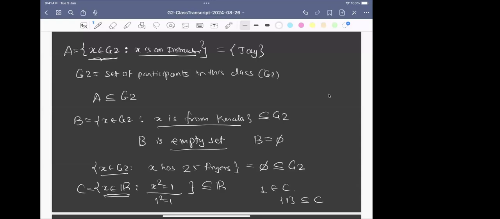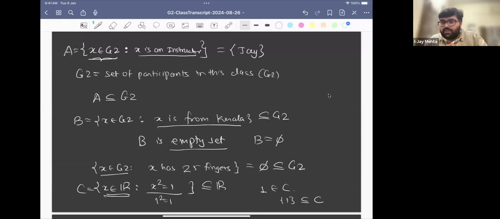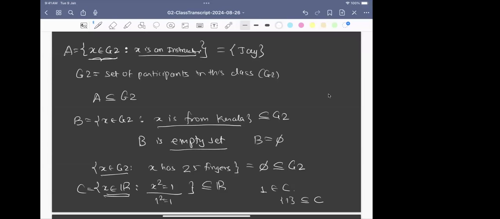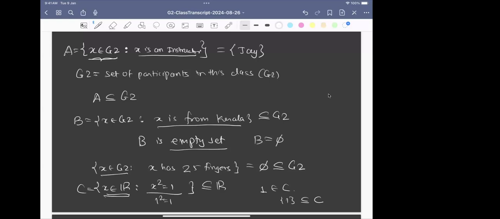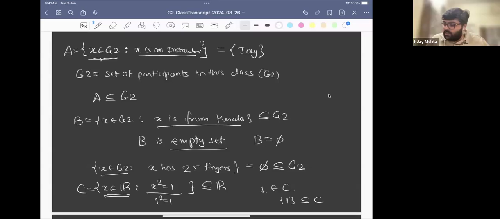It's a singleton set, 1. Okay, are we missing any other real number whose square is 1? Minus 1. You're forgetting that. See, already done in the class discussion, even in the poll. So what is this set? C is 1 and -1. If you remember, I had given you two sets: one is 1 and -1, and one is x square equals to 1. I asked you to show whether they are equal or not.